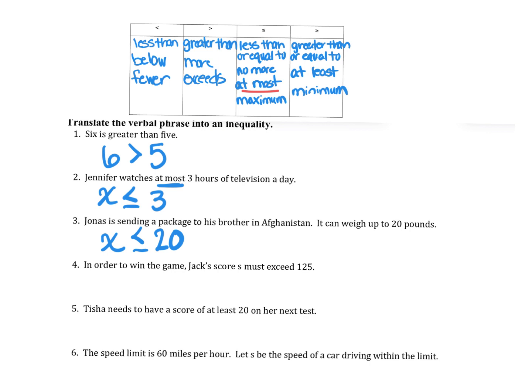Number 4, in order to win the game, Jack's score must exceed 125. So we're going to have x represent Jack's score, and then it must exceed. To exceed, it must be more than or greater than 125. Number 5, Tisha needs to have a score of at least 20 on her next test. So this is Tisha's score, at least. She can have 20, so it would be an equal, but the lowest score she can have would be 20. That would mean that she could have more than 20, so it's greater than or equal to 20.